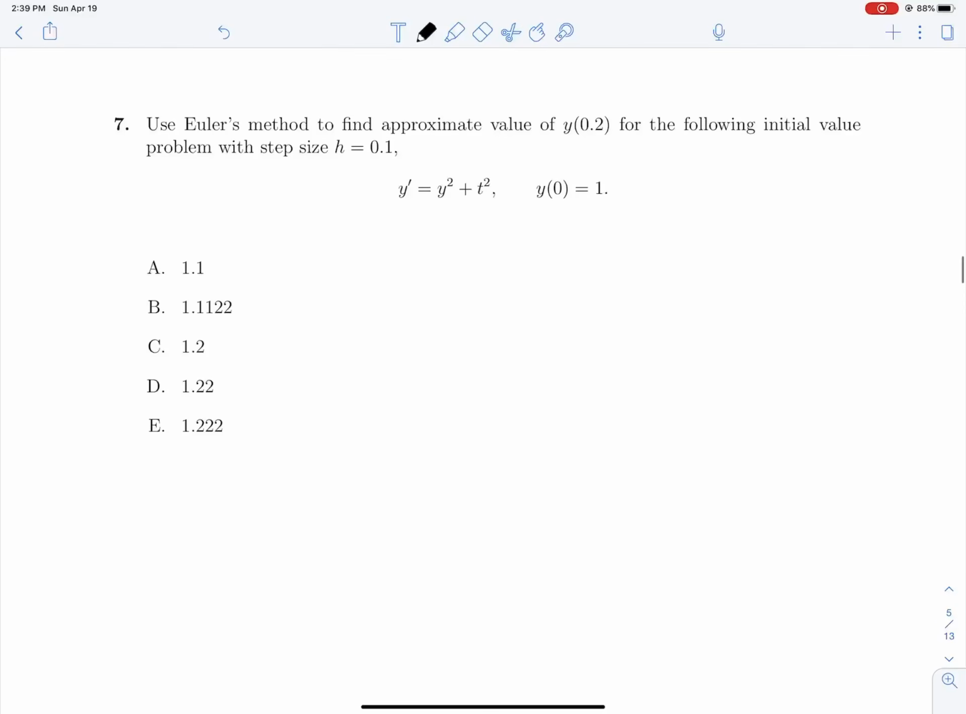7. Let's use Euler's method to find the approximate value of y at 0.2 for the following initial value problem with step size h of 0.1.